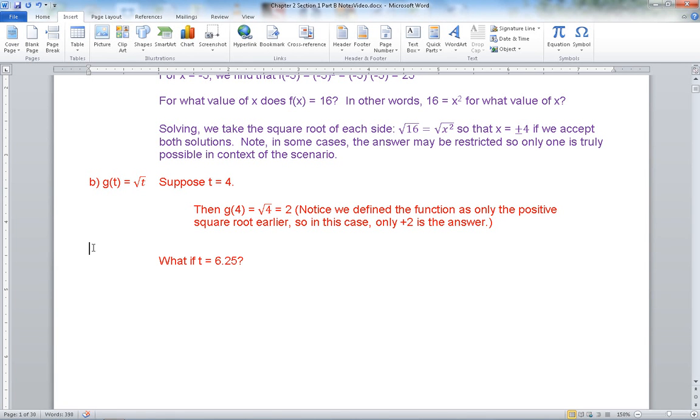What if t turned out to be 6 1/4? In this case, what would our function evaluate to be? Well then, what we would do is say that g evaluated at 6.25 just means take the square root of 6.25, and that actually turns out to be 2 1/2.